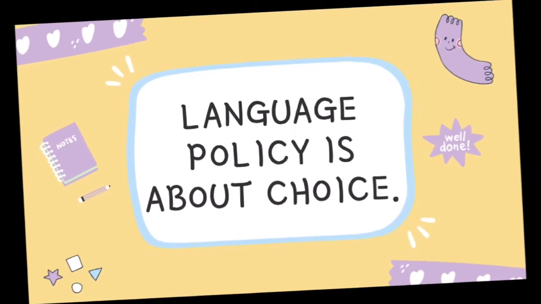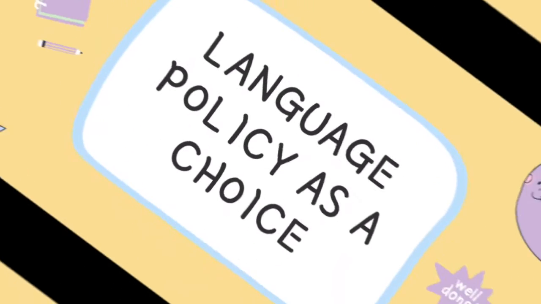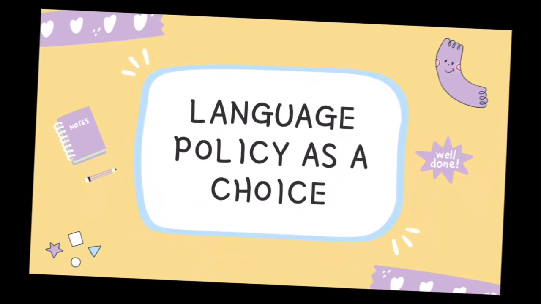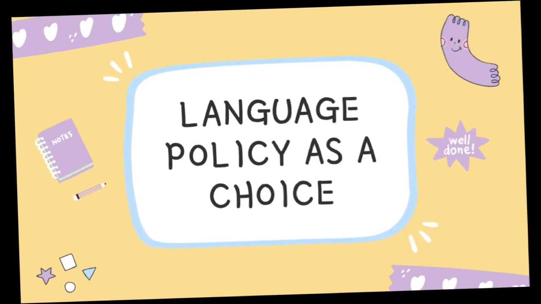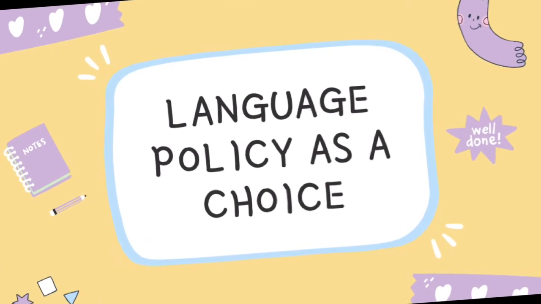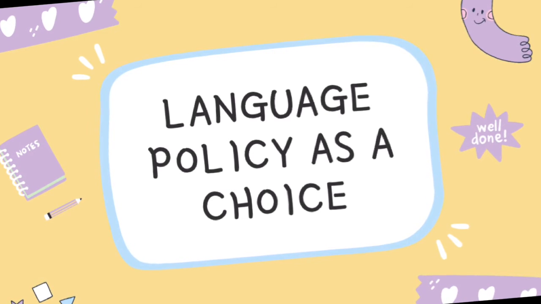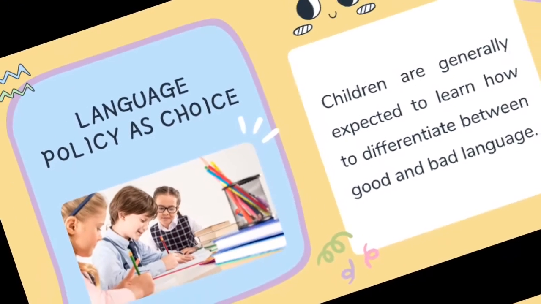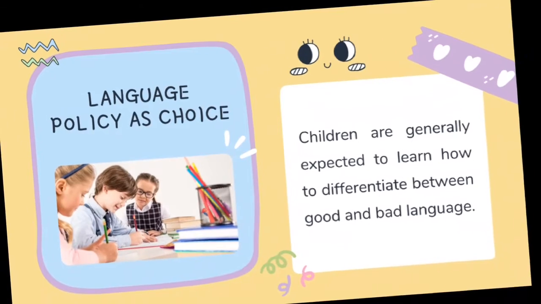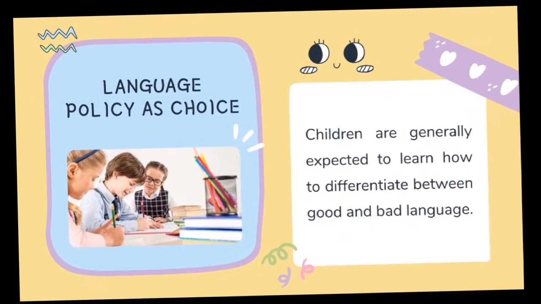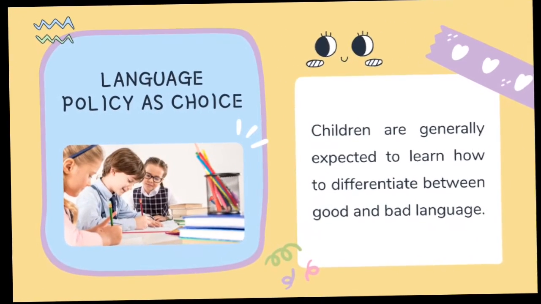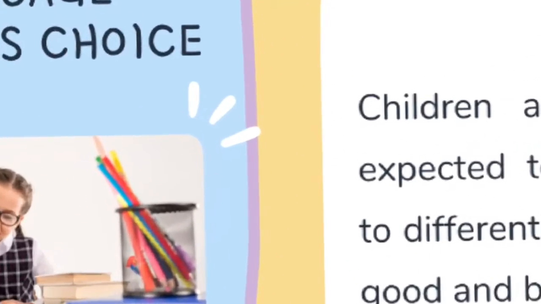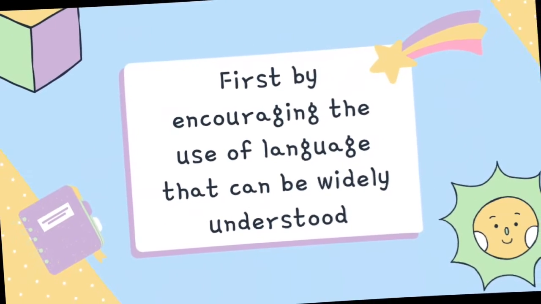Language policy is about choice. It may be the choice of a specific sound or expression or of a specific variety of language. It may be the choice regularly made by an individual or a socially defined group of individuals or a body with authority over the defined group of individuals. Growing up and becoming socialized, children are generally expected to learn how to differentiate between good and bad language. Their mentors and caretakers regularly take on the responsibility, first by encouraging the use of language that can be widely understood.